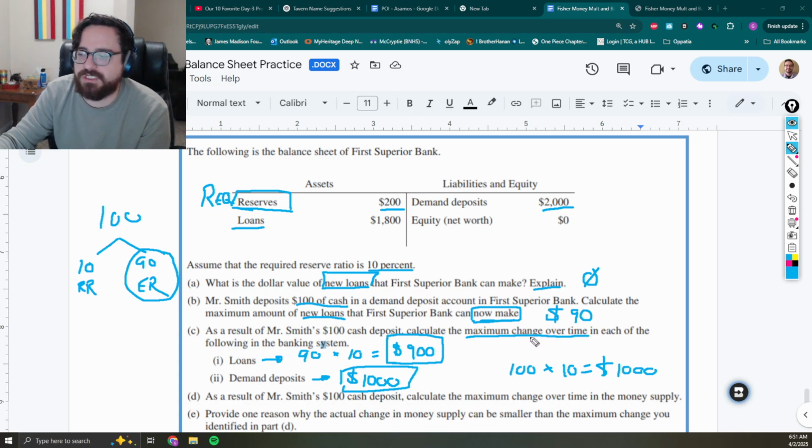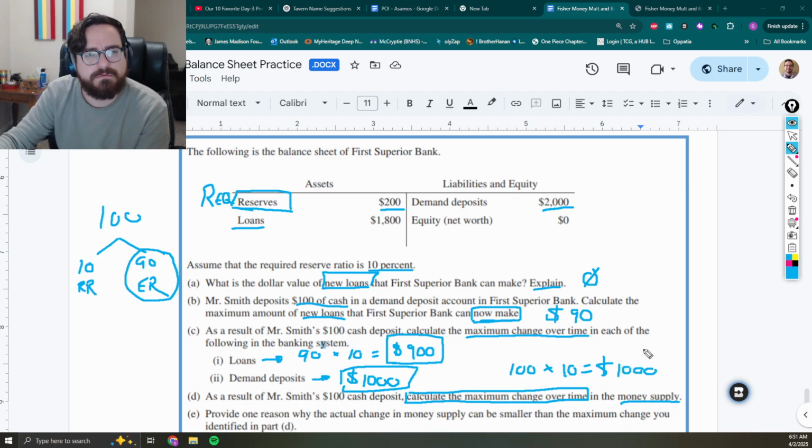Okay. This D is just comedic. D is just a prank, I think, on students that really get confused by things, and it's not their fault. This is just honestly stupid. D: as a result of her deposit, calculate the maximum change over time. Multiplier problem. In the money supply.